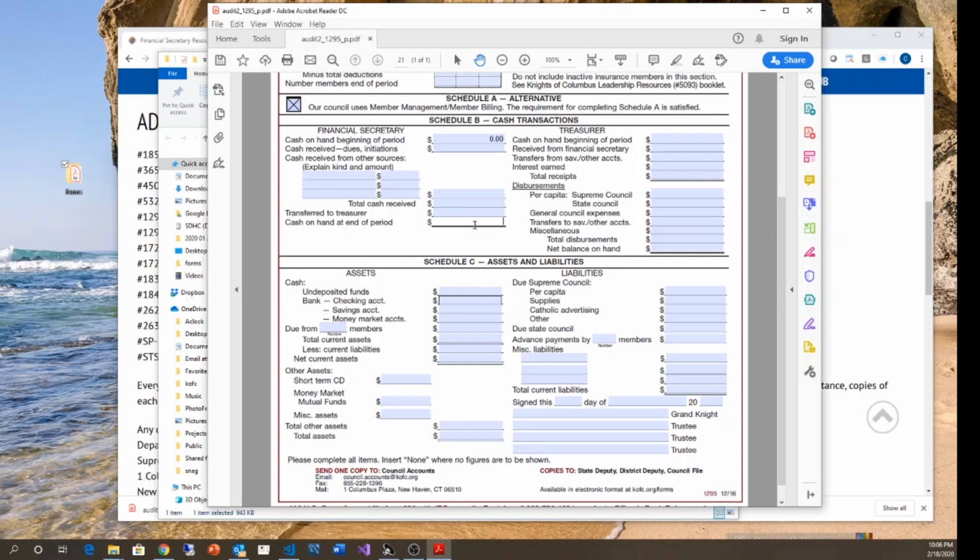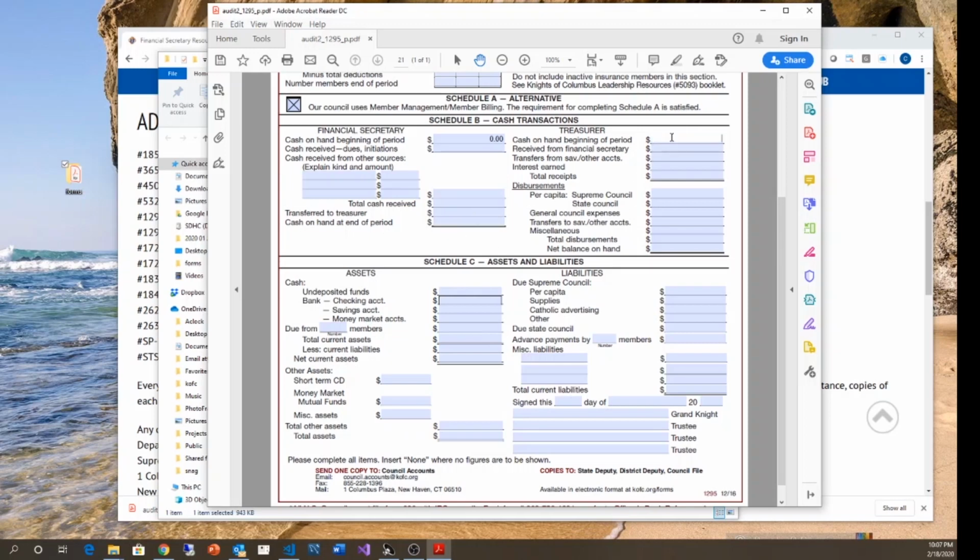This last line here is cash on hand at the end of the period. This is any money that the financial secretary had at the end of the period. So on December 31st or on June 30th, if somebody gave him money and he hasn't had a chance to turn it over to the treasurer yet, then that would be cash on hand.